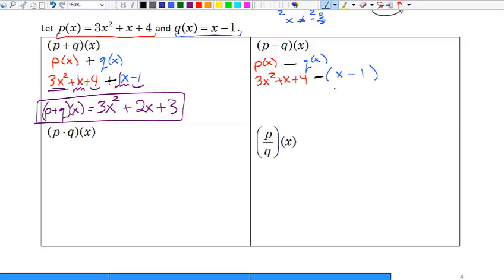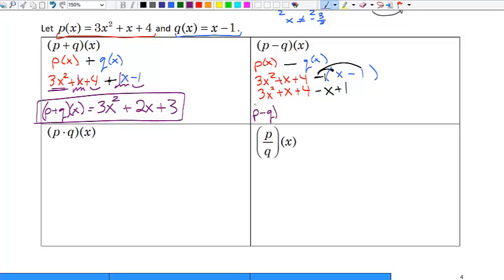Again, I put my parentheses around the second one so that I remember to distribute a negative, or a negative 1 if you prefer to have the negative 1 there. So I have 3x squared plus x plus 4 stays the same. When I distribute the negative, that gets me negative 1x. Negative 1 times negative 1 is plus 1. If you're getting a minus 1, you're forgetting to distribute all the way through. You're just distributing to the first term, which is a common student mistake.